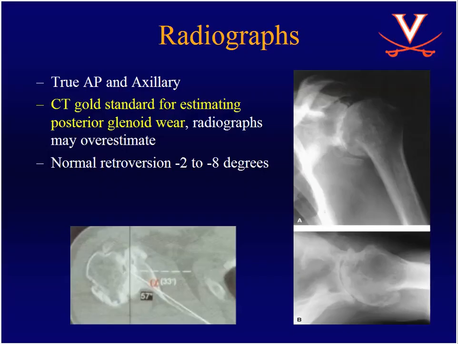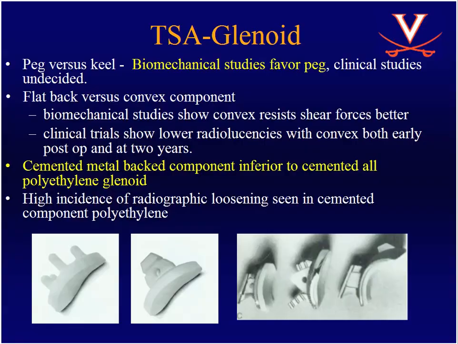As you're setting up them for a total shoulder, make sure you get a CT scan because you need to look at the glenoid and see what kind of version you're in so you can plan the appropriate bone grafting and or component placement. The glenoid, the couple things are testable here. Number one, the peg design is biomechanically superior to a keel design, and therefore most shoulder surgeons have migrated to a peg design.